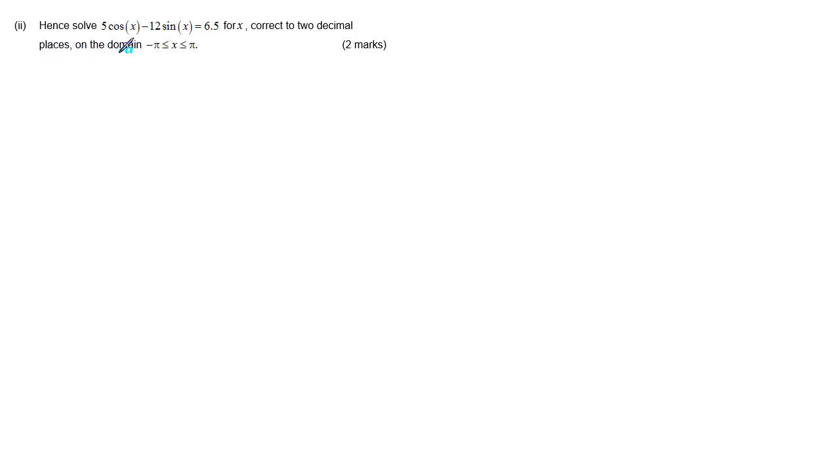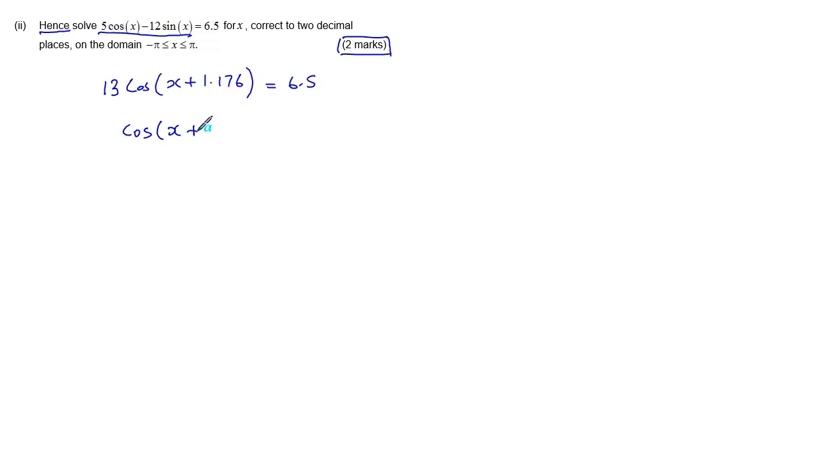Hence solve 5 cos x minus 12 sin x equals 6.5 for x correct to 2 decimal places on the domain negative pi to pi. Note it's only 2 marks. What we should do to show the hence part is replace this with what we found in the first part of the question. So 13 cos(x plus 1.176) is equal to 6.5. Now I can see this is going to work out easily, but this is 2 marks. You could just do this on the calculator at this point.